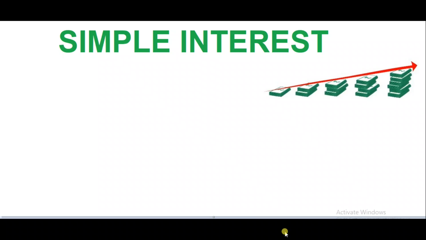Simple interest. Before we discuss the topic, first we will see what is the formula of simple interest. Formula of simple interest: I equal to PTR by 100, or simple interest SI equal to PTR by 100. First we will see what are these terms.